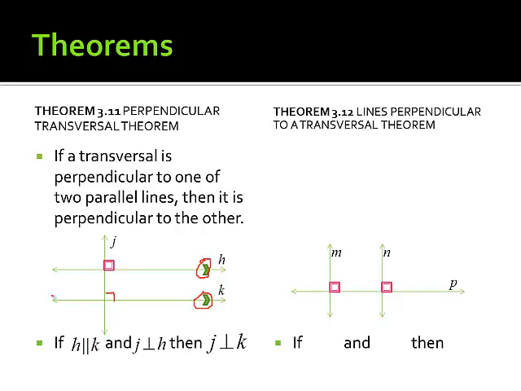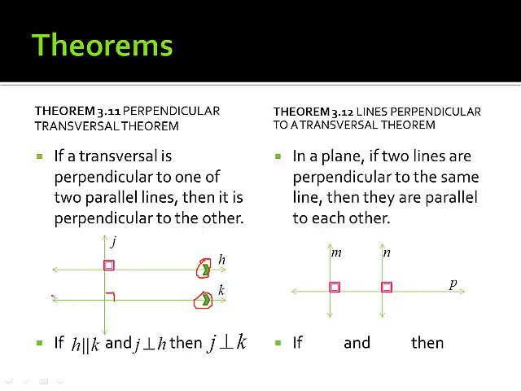So, theorem 3.12, lines perpendicular to a transversal. Again, this is using previous theorems to prove, but in a plane, if two lines are perpendicular to the same line, then they are parallel to each other. Now, you can't immediately say, well, they're corresponding angles, so the corresponding angles are congruent. That means they have to be perpendicular, or that the lines are parallel.